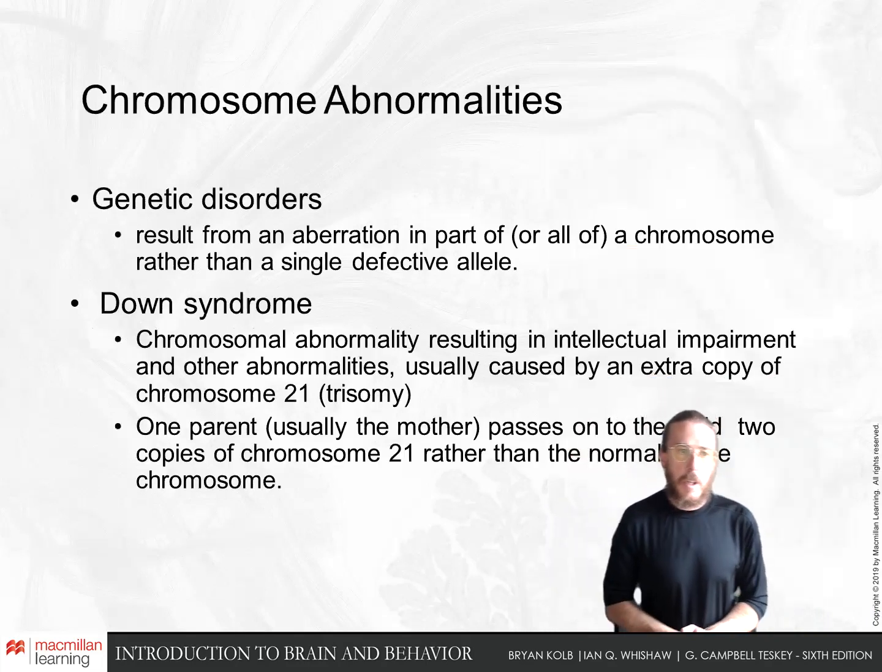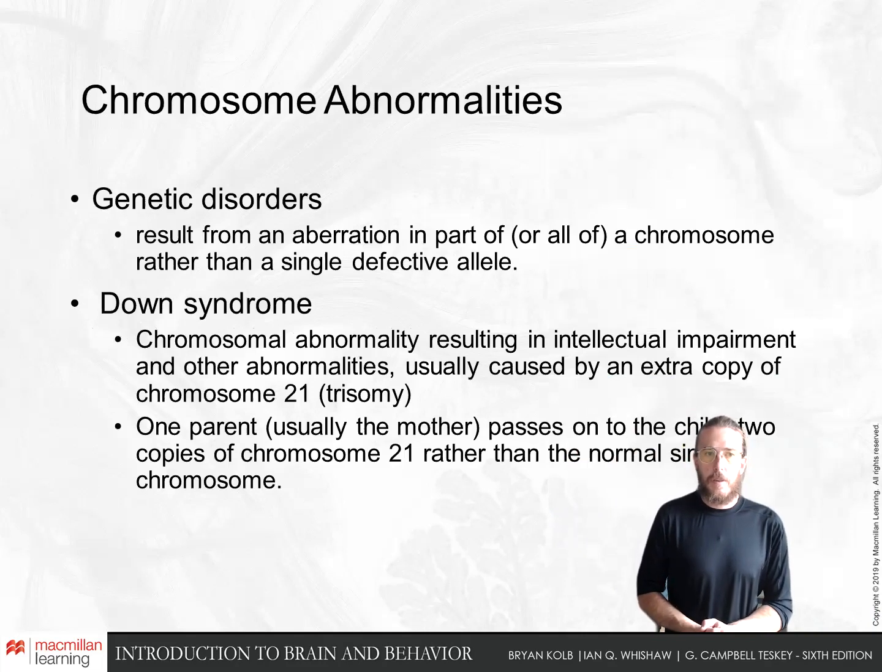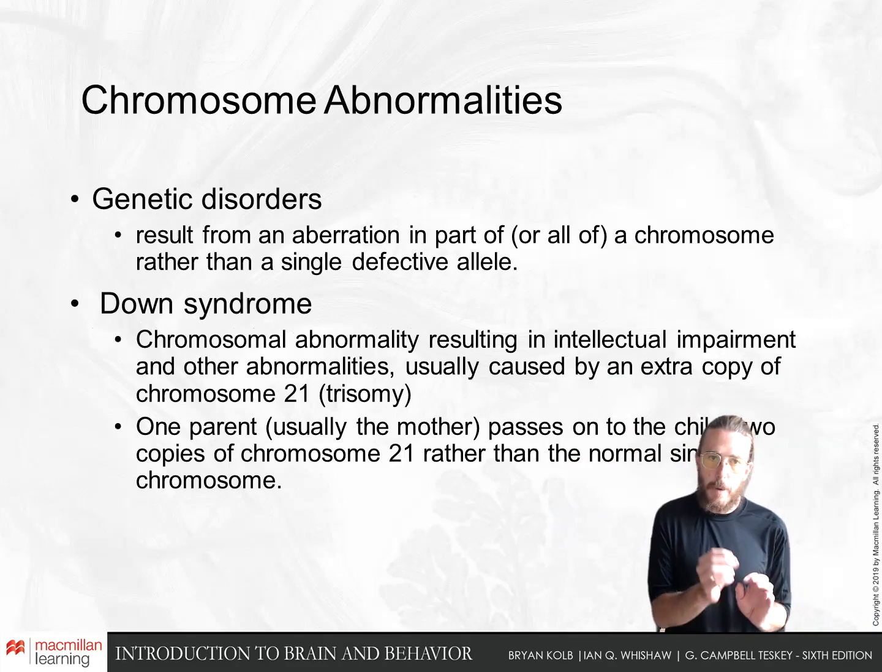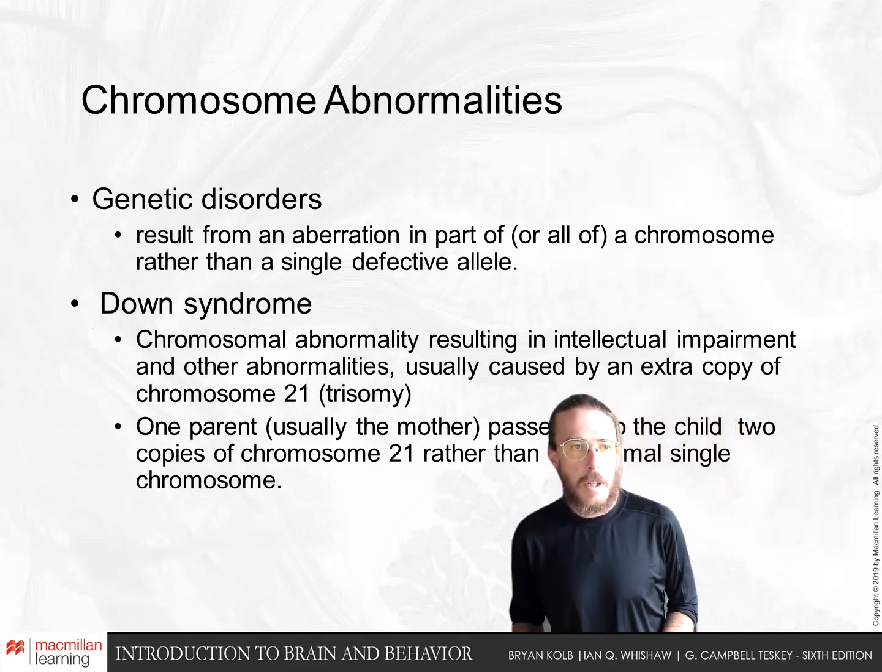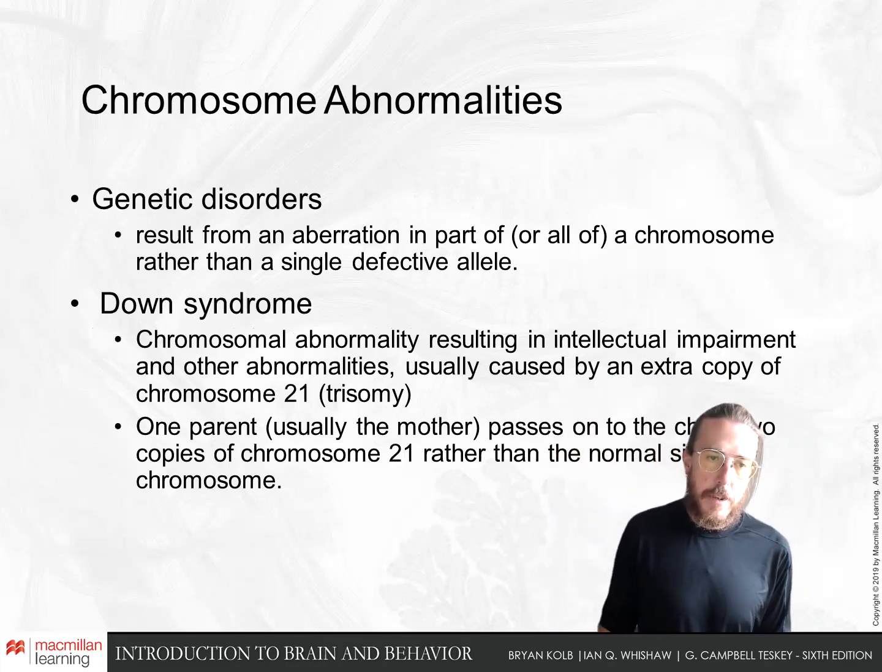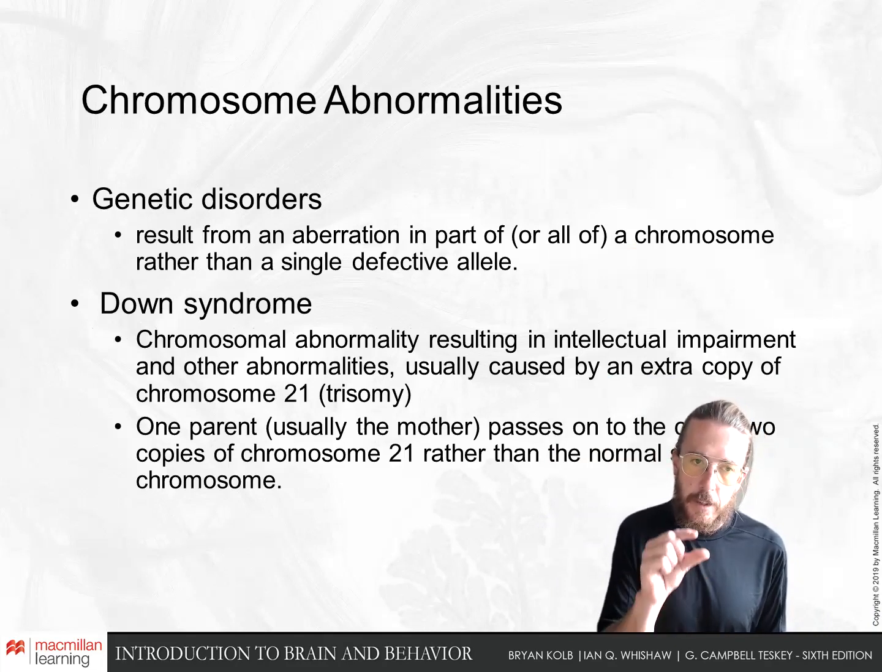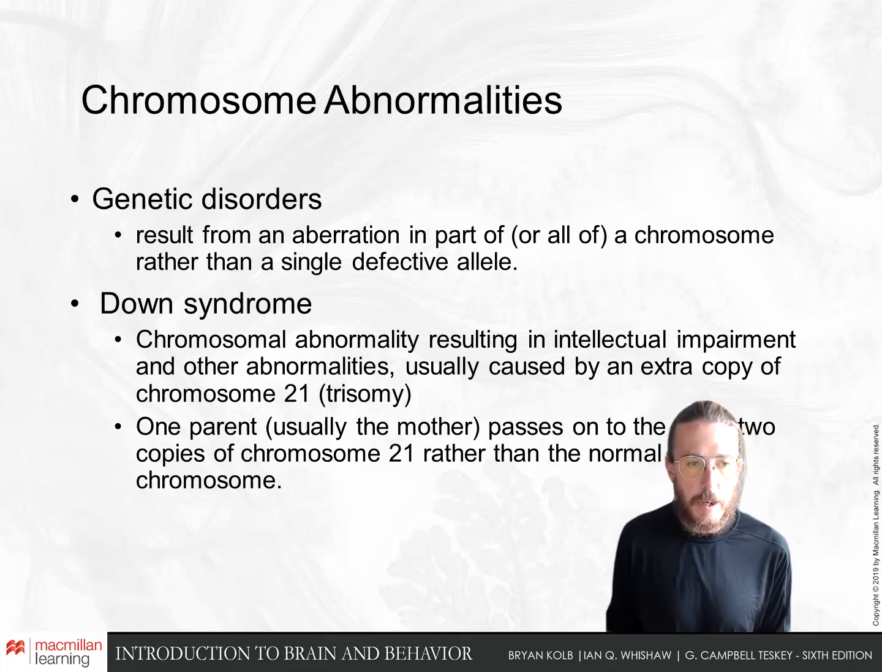So these genetic disorders can result from an aberration in part or all of the chromosome. And they're different from what we just spoke about, where it was rather just a single codon or a single protein, part of the polypeptide chain, that was modified. In this case, maybe the whole chromosome might be duplicated.